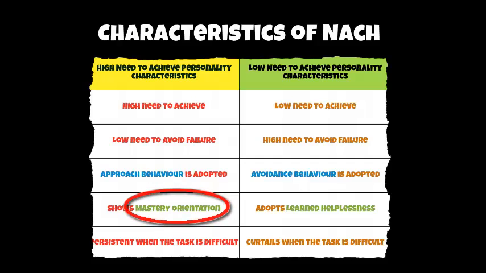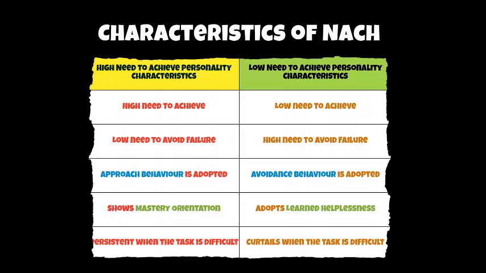They also show mastery orientation, and mastery orientation is when tasks get difficult, a little bit like that bottom statement. When tasks get difficult, they're keen to master the task and develop success. So they're really keen to push themselves when the tasks get difficult and learn something.